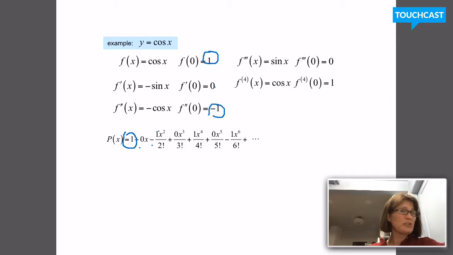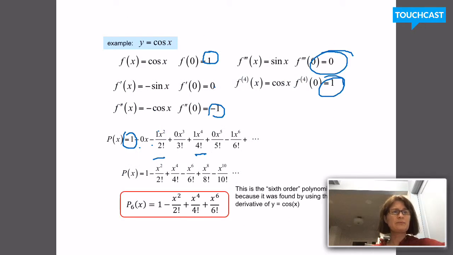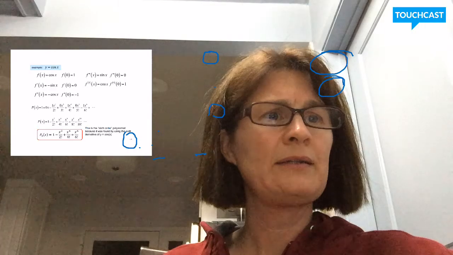And my x squared term gets divided by 2 factorial. My x cubed term is going to cancel out because my f triple prime of 0 is 0. My x to the 4th term is going to have a coefficient of positive 1. It's going to get divided by 4 factorial. So you can see the pattern that forms here. I'm going to write this a little fancier with the 0 terms canceled out. And then you can see what I get.